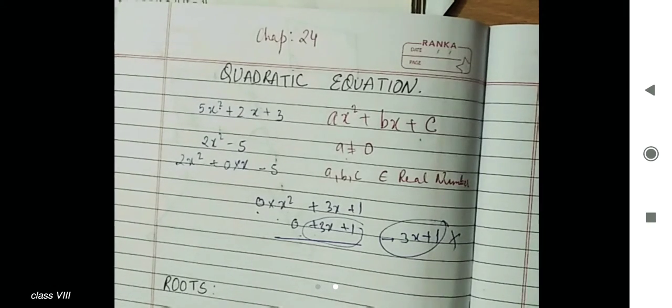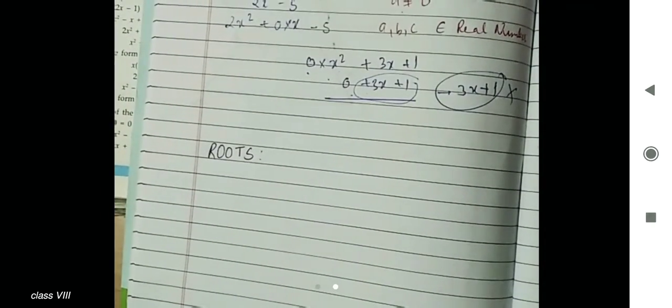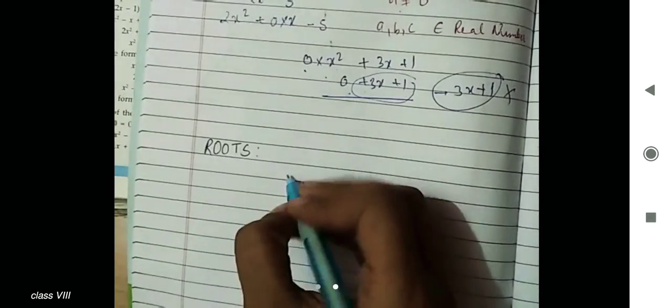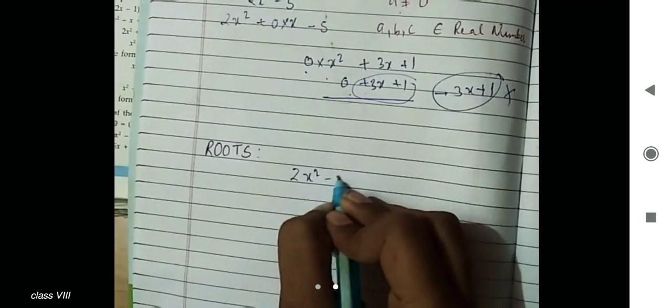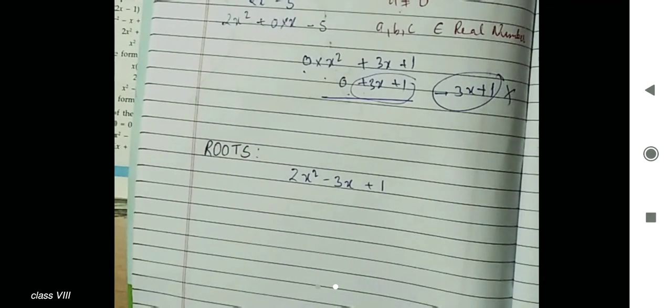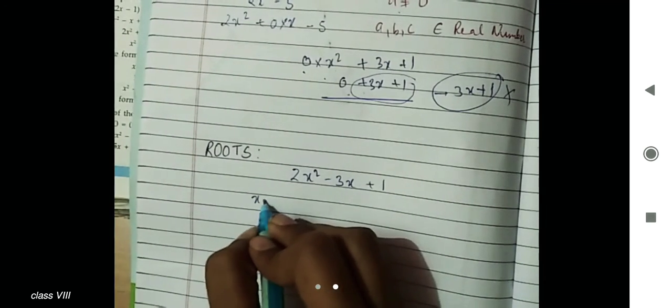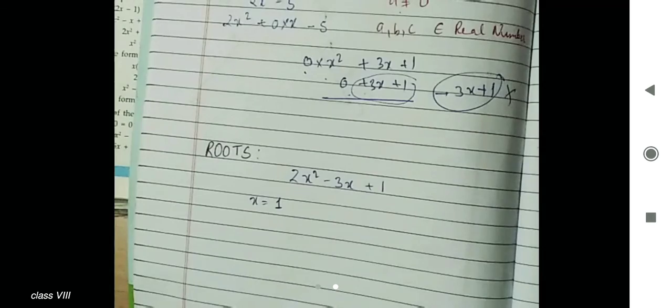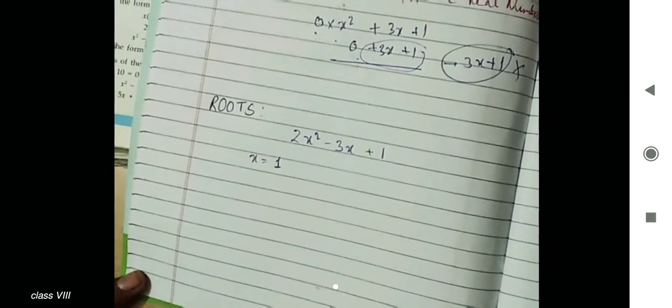Now let's move on to the roots of quadratic equation. What do you understand by the roots? Roots are the solutions of the equation which satisfy the equation. Suppose you have this equation 2x square minus 3x plus 1. Now if you put here x equal to 1, what will happen? Let's see what will happen.